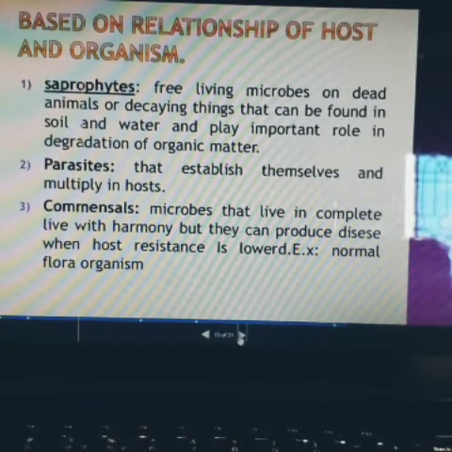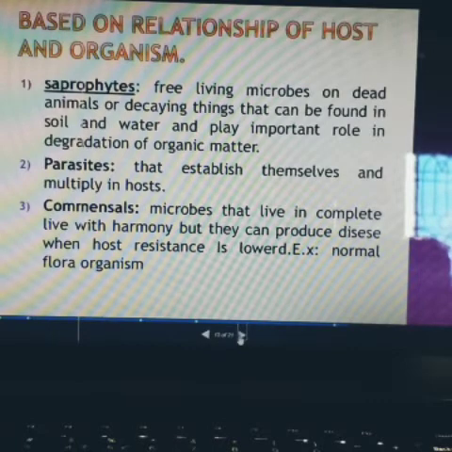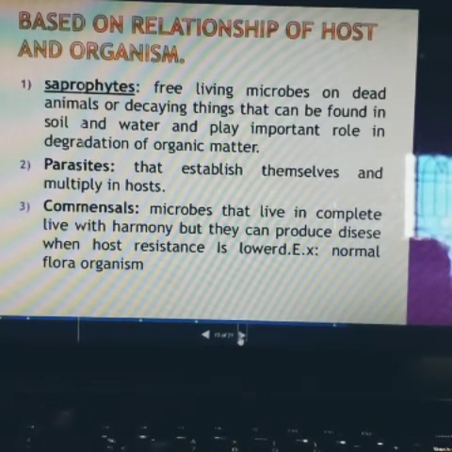And the next one commensals, microbes that live in complete harmony but cannot produce diseases, except when the host resistance is low. For example normal flora organisms. Example of this bacteria आप लोग identify करिए, easy होगा.